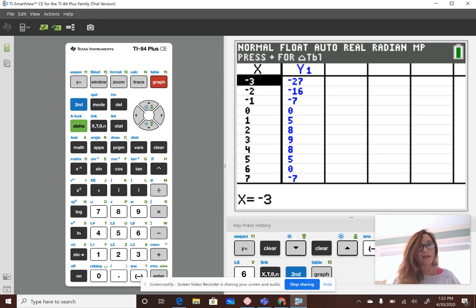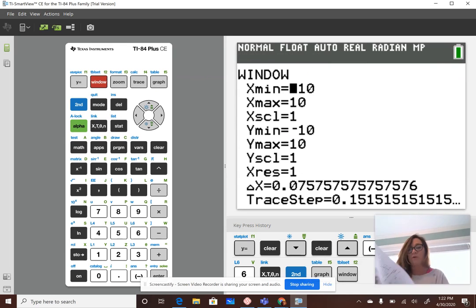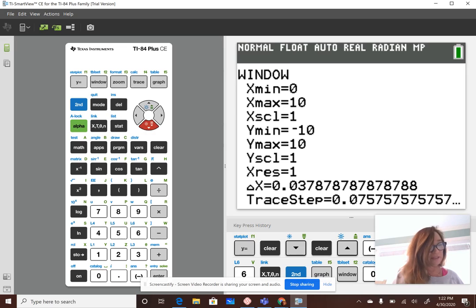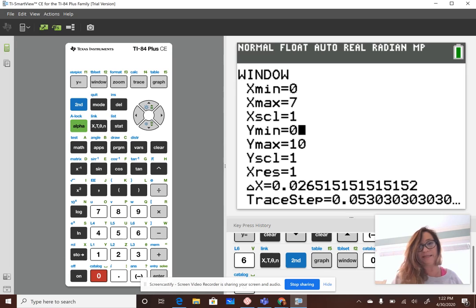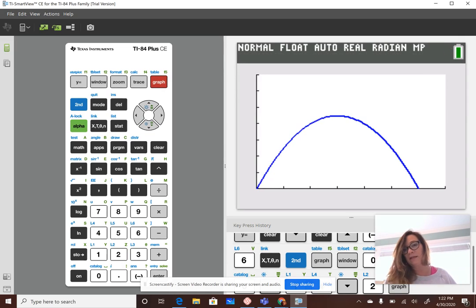Let me just show you this again one more time. On the window, you can change your window to match the window on the paper. So what I do is I just read what's on the paper. The window on the paper goes from 0 to 7, because you can see it goes one space past the 6, and the scale is 1. And then the Y goes from 0 to 14, and they're actually going by a scale of 2. Graph.